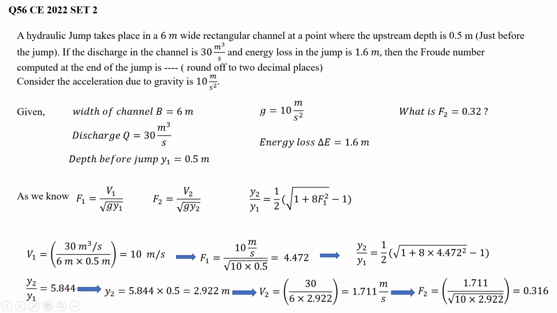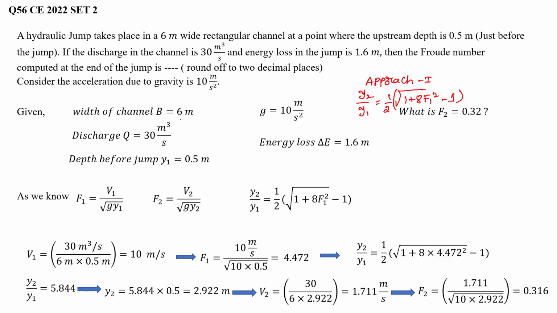So we have taken this first relation, which is y2 by y1. There are two approaches I mentioned. This is approach 1, by using y2 by y1 equal to 1 by 2 square root of 1 plus 8 F1 square minus 1. So we will use this particular formula and solve the question.